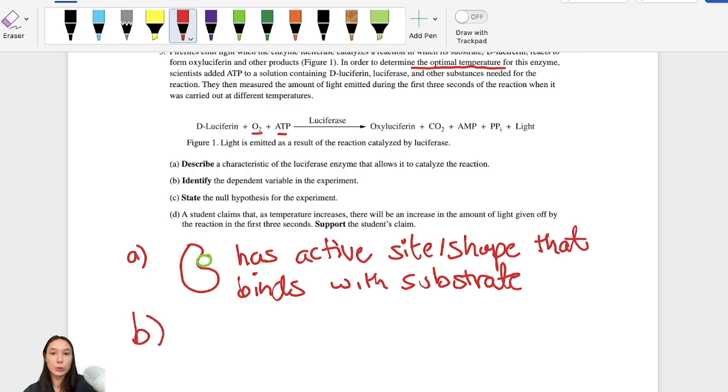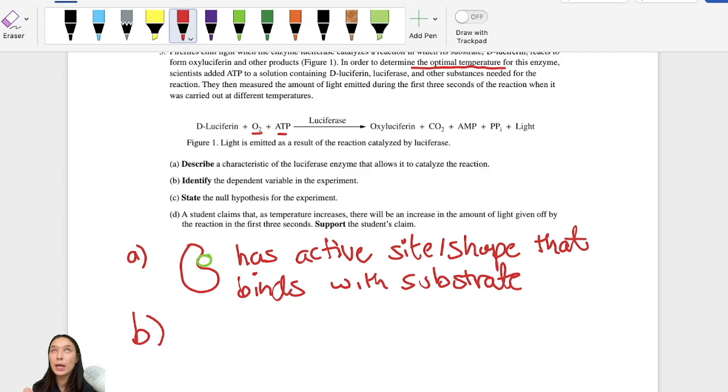Okay, B is asking you to identify the dependent variable. Again, very straightforward question. Like I always say, remember what your dependent variables mean before going in. Independent is what you're changing. Dependent is going to be what you're measuring. So your dependent variable is your y-axis. In this case, the thing that we're changing is temperature, and the thing that we're measuring is amount of light that's being emitted. So in this case, our dependent variable is the amount of light.